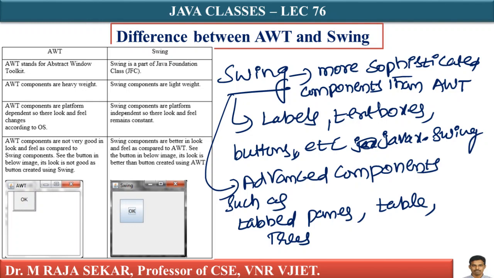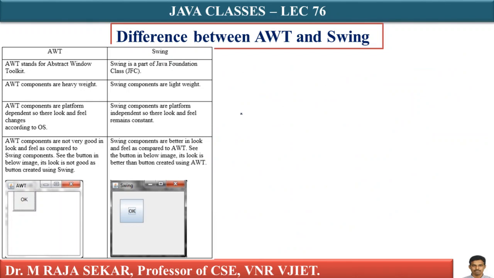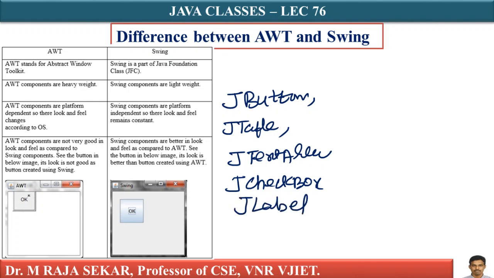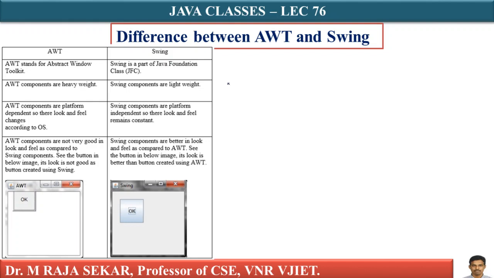In the case of Swing, we call them JButton, JTable, JTextArea, which starts with J, JCheckBox, and JLabel. We will discuss JLabel. We will discuss all these things before understanding programs on Swing.